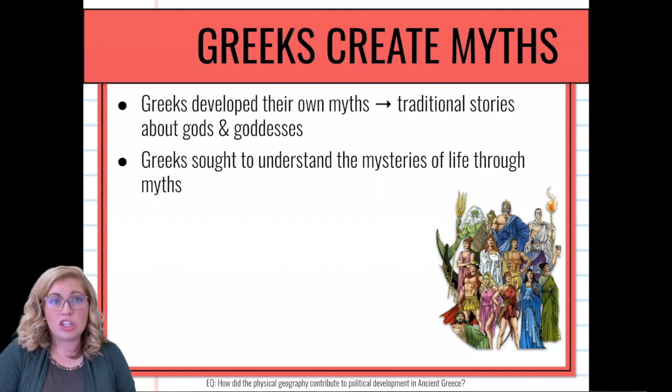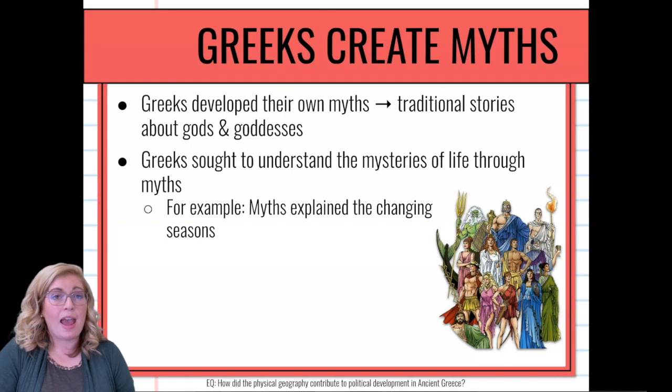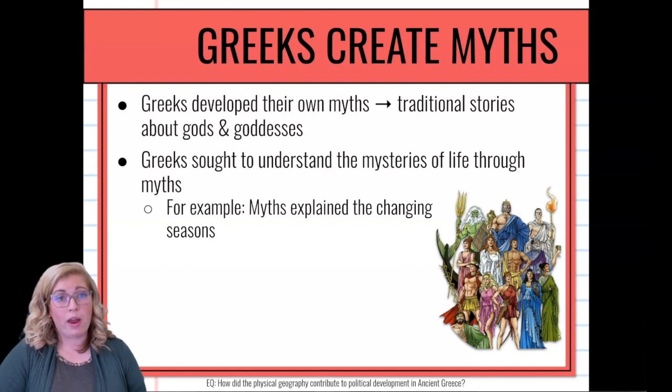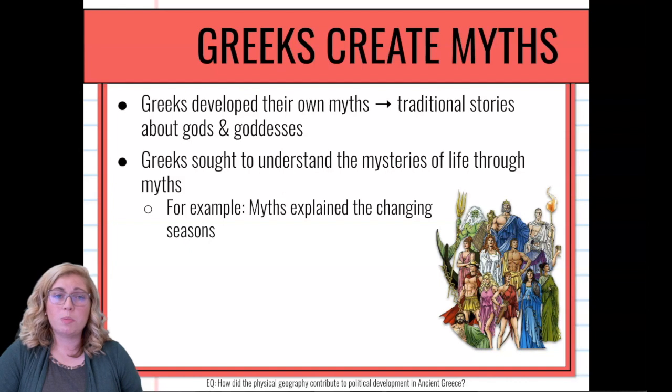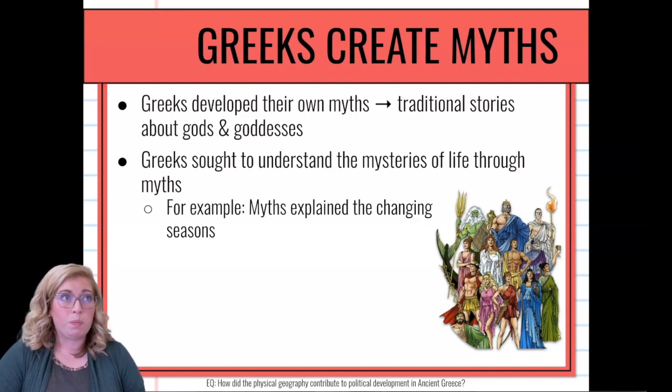Why do the seasons change? They had a story for that, and they had a god, I think it's a goddess, who was in charge of the changing seasons. So this was their way of interpreting what's going on around them. Just like we talked about with the Egyptians and the Mesopotamians, the idea that it flooded too much, we angered this god or that god. Same idea with the Greeks, but they just have their own.